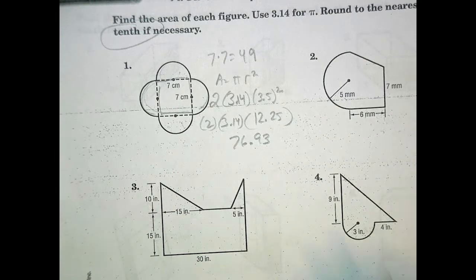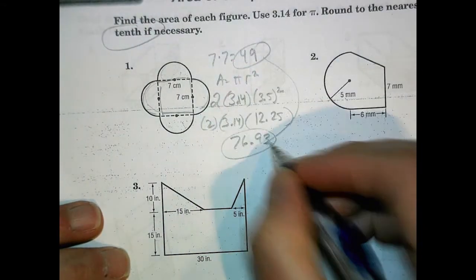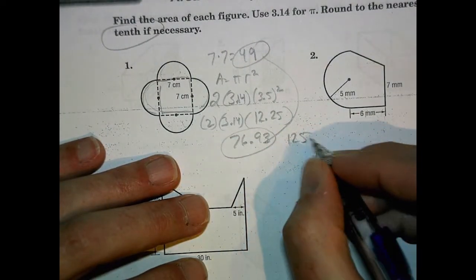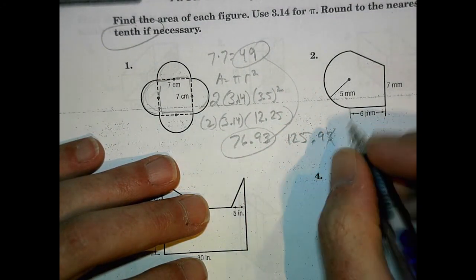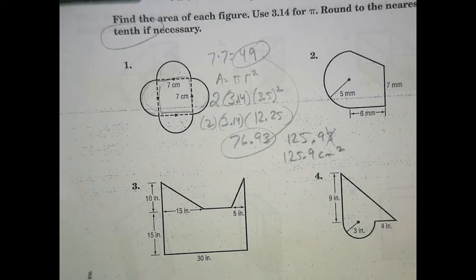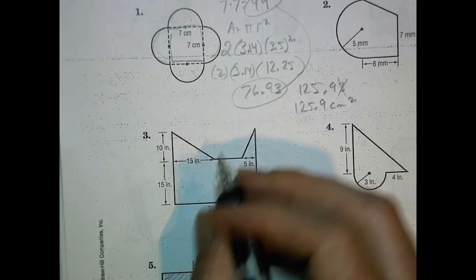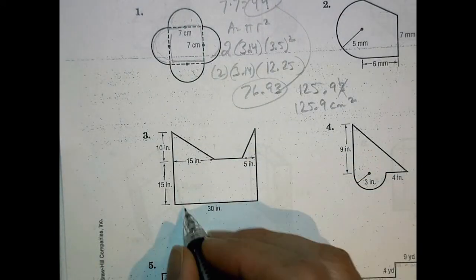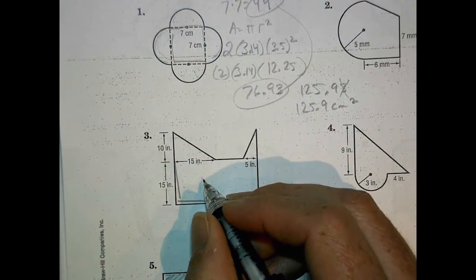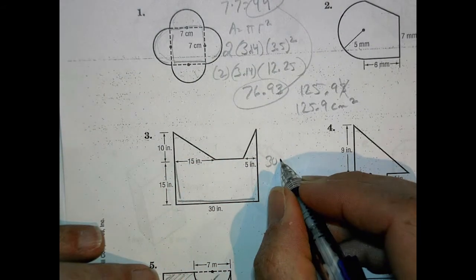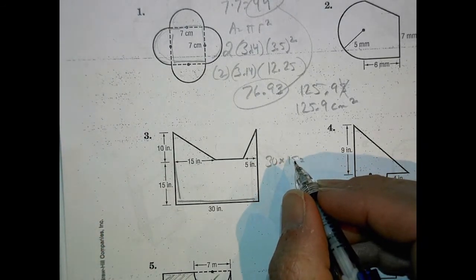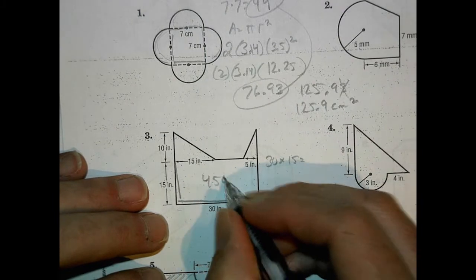So 76.93 plus the 49 is 125.93. I can chop that off and leave it there at 125.9 centimeters squared. Okay, kind of fun. All right, the next one here. We have a length of 30 and a height of 15. So I can do 30 times 15 to find that area. That one's straightforward. So we have 450 right there.